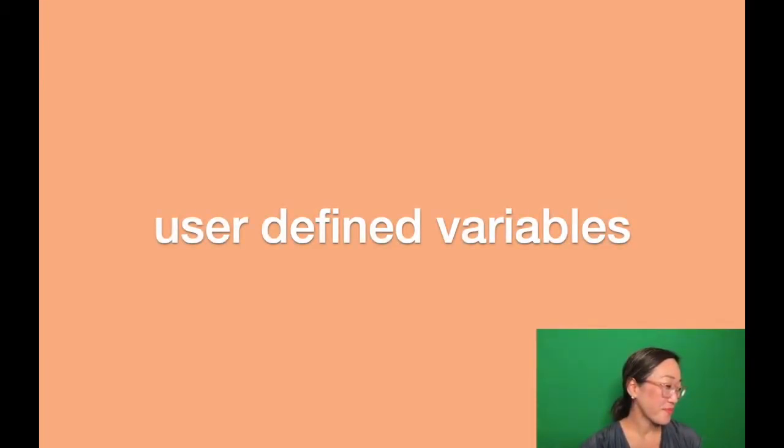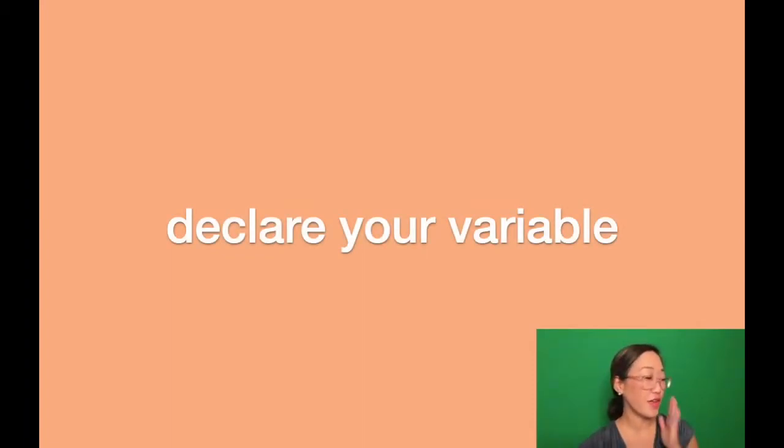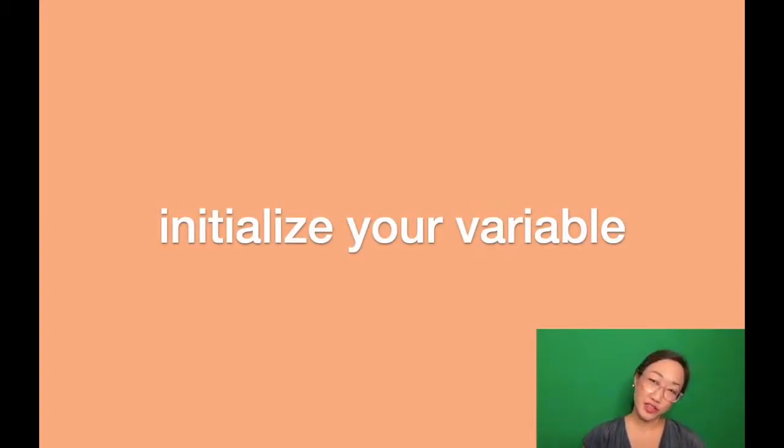In the prior video, we looked at two system variables, mouse X and mouse Y. In this tutorial, we will focus on user-defined variables, or variables that you, the programmer, create when you code. So in creating your own variables, you have to remember to do two things before you can use them. Number one, declare your variable, and number two, initialize your variable. Then you can go ahead and use them, right?